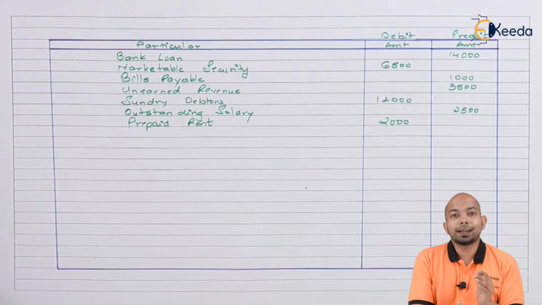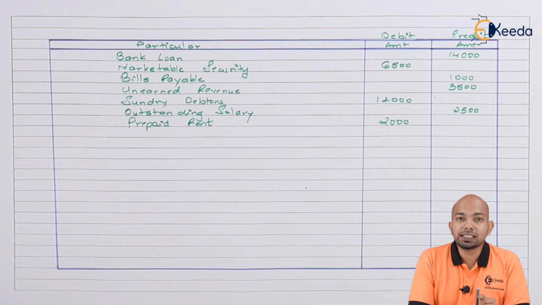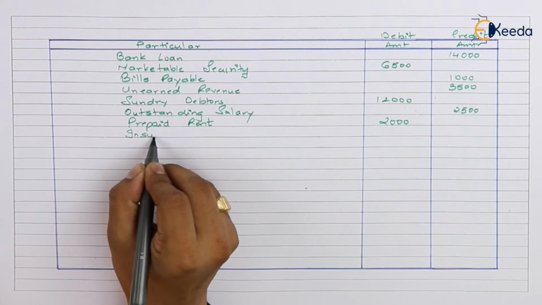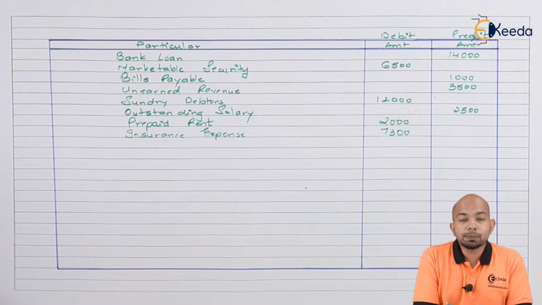Prepaid rent, that means rent paid in advance. Anything that is paid in advance is an asset for us because we have already paid it for the next year, hence it won't be considered a liability, it is considered an asset. Asset always has a debit balance, hence the amount has been mentioned on the debit side. Insurance expense. Now, as you know, debit all expenses and losses. Hence, insurance expense has been mentioned on the debit side here.